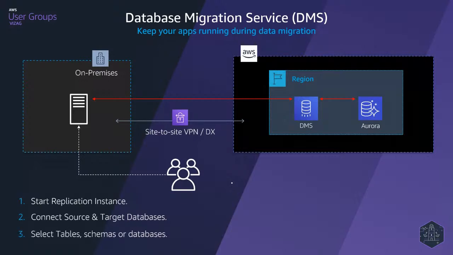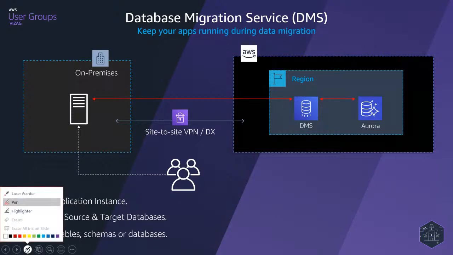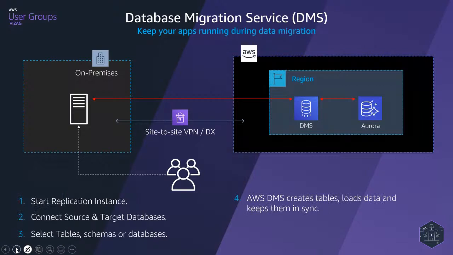Post that, we will go ahead and select what all we need to transfer. So from the on-premises database, we can select the tables, the type of schemas, or the databases that we need to transfer. Once that is selected in DMS, it will initiate that transfer. DMS will basically create all of those tables. It will load the data and it will keep them in sync. So it will connect to both the on-prem and Aurora.